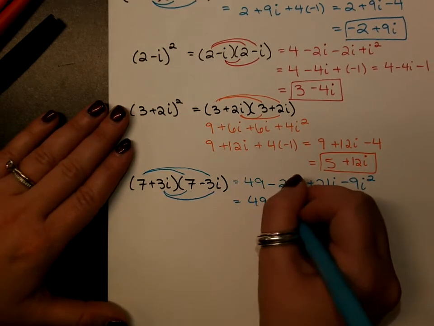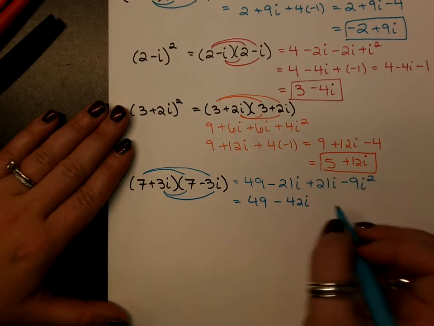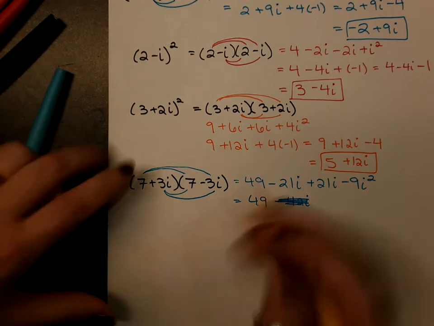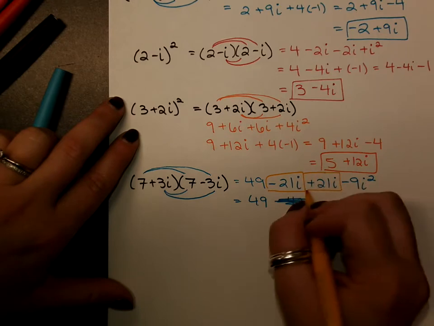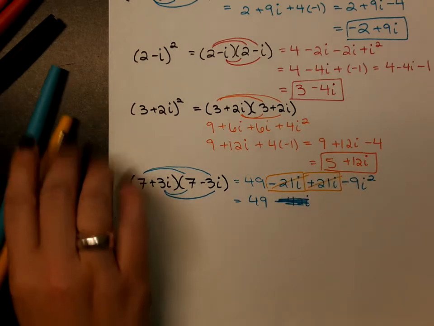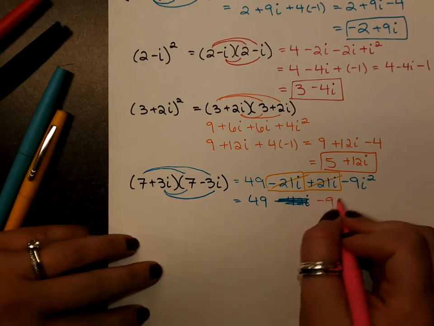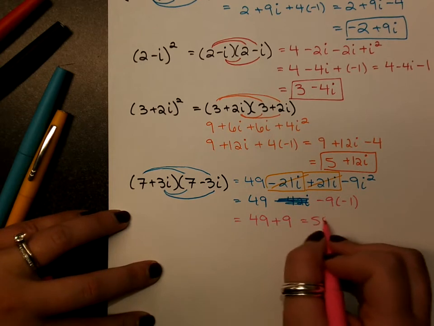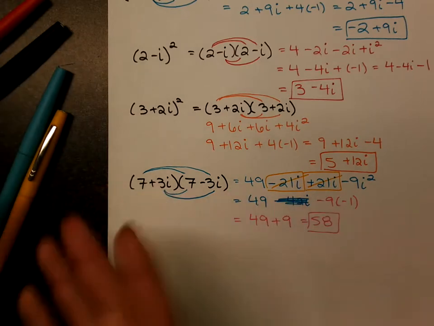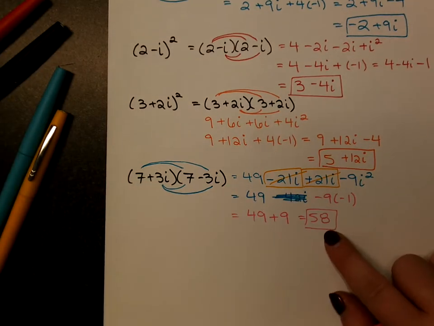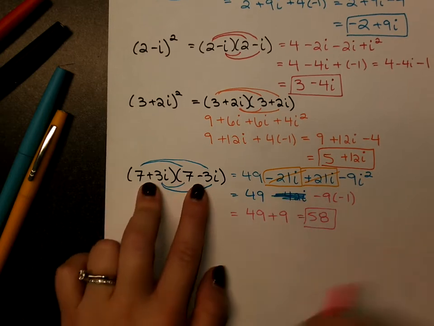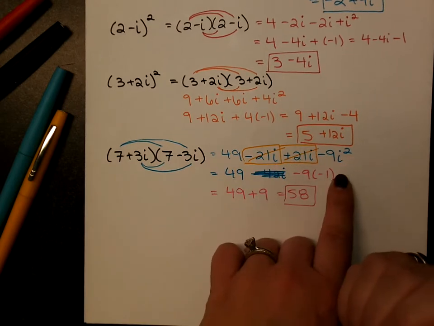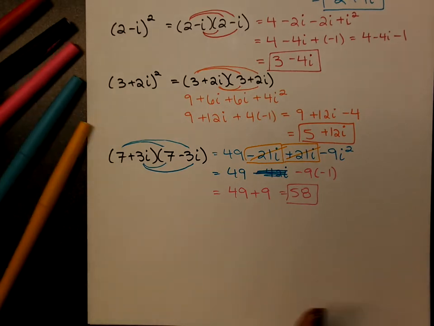That's 49 minus 42i. Ooh, just kidding. Not minus 42i. Those two cancel themselves out. Sorry about that. Minus 21i and plus 21i go away. So there is no more i term. And then this is minus 9 times negative 1. So this becomes 49 plus 9, which is 58. If you notice, there's no more i term. It's no longer a complex number. It's just a real number. So when you have, this is called the conjugate, 1 plus and 1 minus, those middle two terms cancel out. i squared becomes negative 1, and you no longer have an imaginary number. That's going to come in handy when we're dividing.